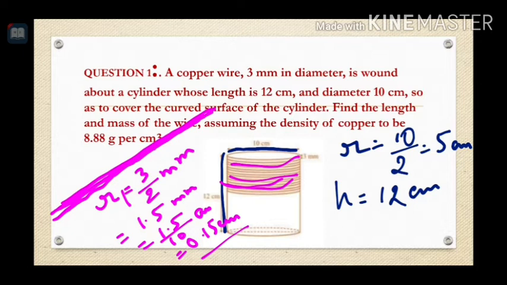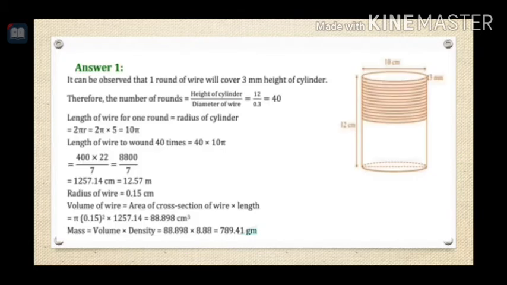With this copper wire, you have to cover the curved surface of the cylinder. Now the question is to find the length and the mass of the wire. That means, considering the length as h1, you have to find the length of this copper wire. So let's check the solution.